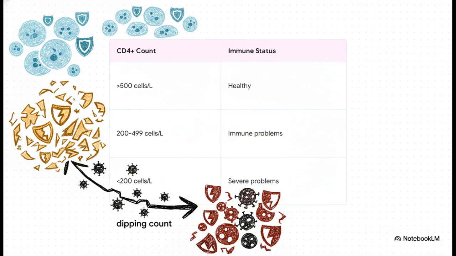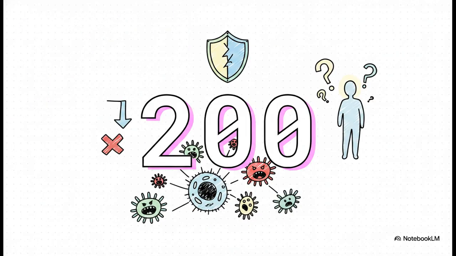Above 500 cells per microliter, the immune system is generally functioning normally. But the moment that count drops into the 200 to 499 range, you start seeing immune problems surface. The body is essentially losing its frontline defense commanders. You absolutely need to burn this specific number into your brain, 200. Dropping below 200 cells per microliter defines severe immune system problems and officially meets the diagnostic criteria for AIDS.